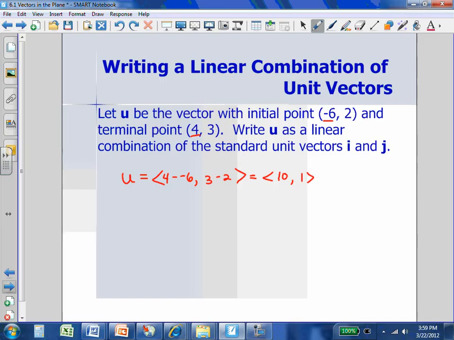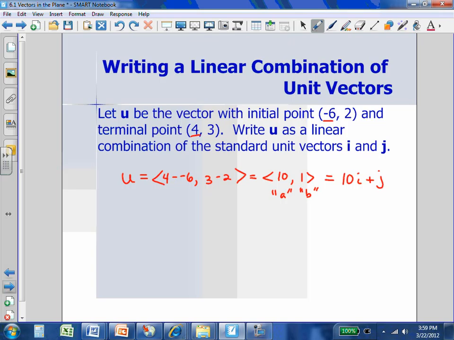Now, if I put it in a linear combination form, this is kind of my a, or my v sub 1. This is my b, or my v sub 2. So this component form of 10, 1 is equivalent to saying 10i plus 1j. I'm not going to write the 1 because we hardly ever write the 1 as a coefficient. So there's 10i plus j. That's the linear combination form of the vector.